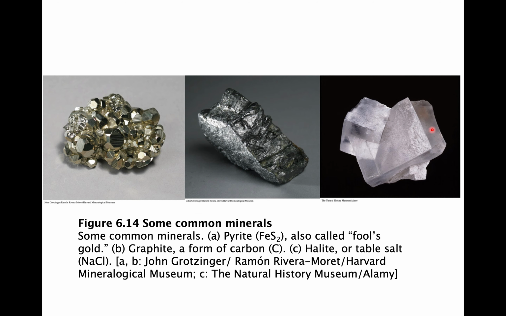Here are examples from the book of just a few minerals. We're going to see some more later on too. The first is iron sulfide, actually iron 4 sulfide. This is what's called fool's gold, pyrite. It looks very much like gold, but the density is quite a bit different. Graphite is an allotrope of carbon, so a different type of pure carbon. And then on the right, we have halite, or table salt, sodium chloride, just a really beautiful large crystal of table salt. So those are examples of what we mean by minerals.